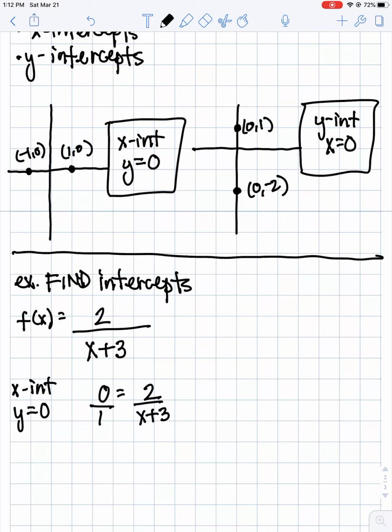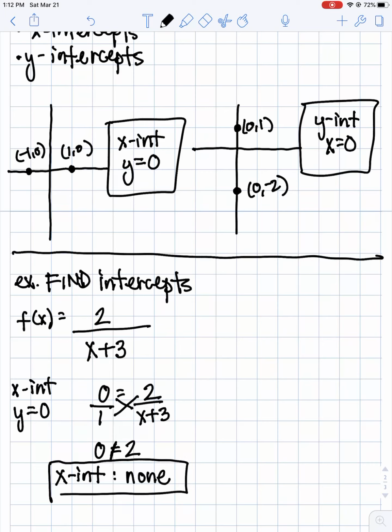And when I have a number equals a fraction, I like to put the number over 1 and set it up as a proportion. So if you were to cross multiply, guys, 0 times x plus 3 is 0. And 2 times 1 is 2. So you get 0 equals 2. 0 does not equal 2, guys. And so what does that mean? As weird as this is, and I did this on purpose so you would understand, the x-intercept, there isn't one, which means this graph will never cross the x-axis. Okay, it does not touch the x-axis, so there are no x-intercepts.